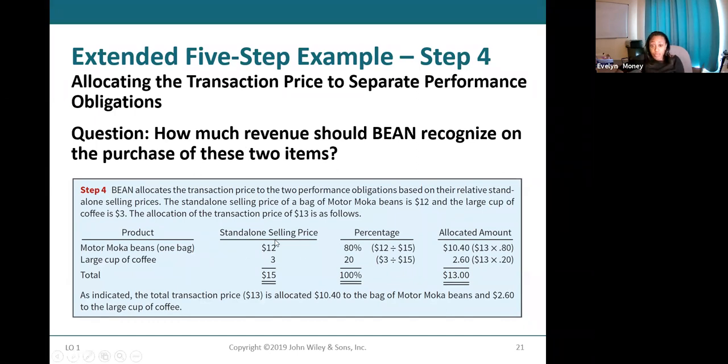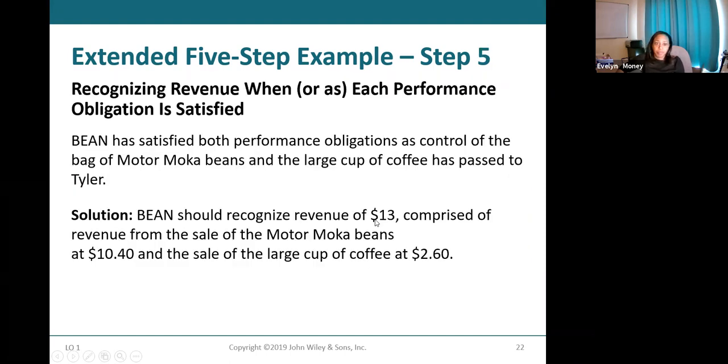So we come up with a percentage. We know that the entire standalone selling price of both of these items is $15 by adding the 2. We take the individual standalone prices and we divide it by the total to come up with the percentage, and then we multiply that times the entire transaction price of $13. So when we record this entry, the revenue from the sale of the coffee beans will be $10.40, but the revenue from the sale of the coffee will be $2.60. Not the $3, not the $12. So we can allocate using the standalone selling prices.